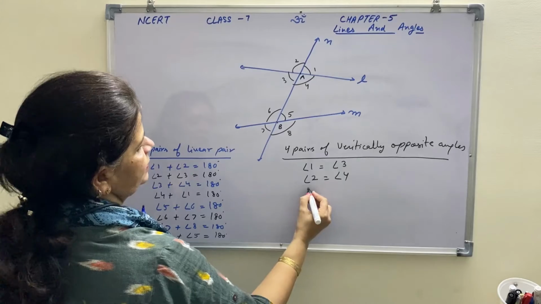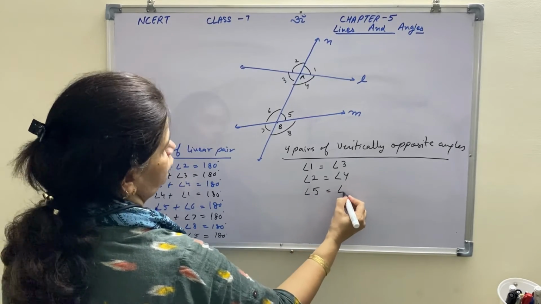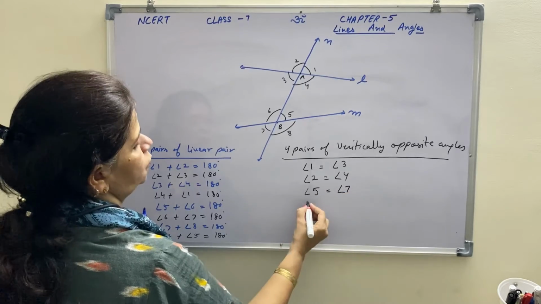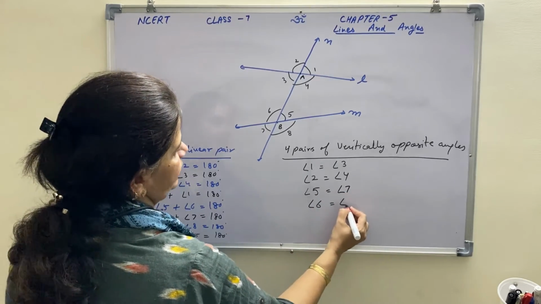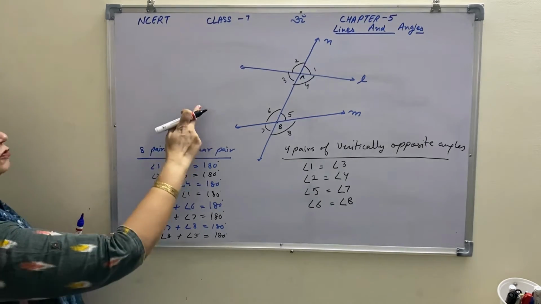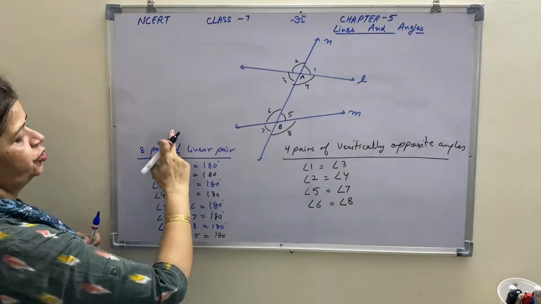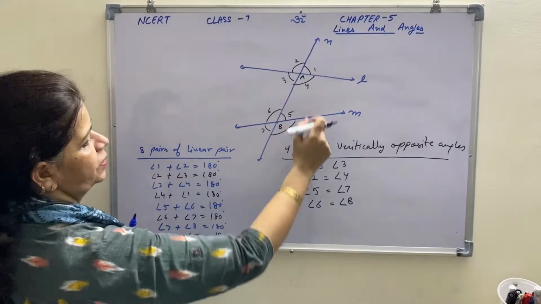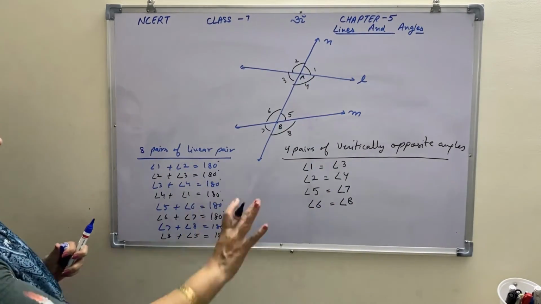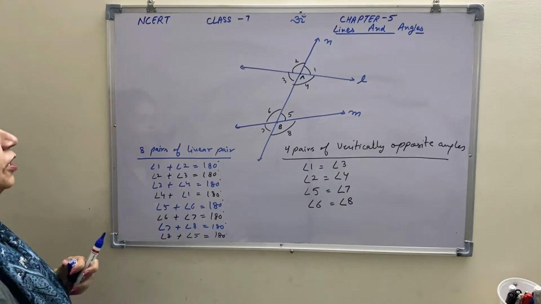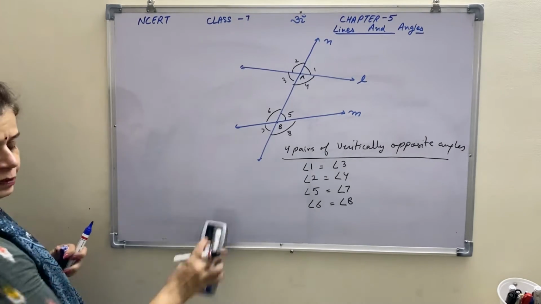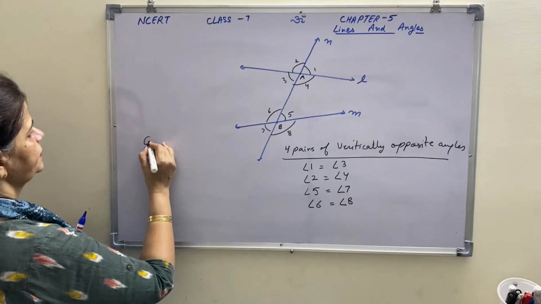Angle 5 and angle 7, they are also vertical opposite angles, and that's why they are equal also. And the last pair is angle 6 and angle 8. So here we have got 8 pairs which are linear pairs, and 4 pairs which are vertically opposite angles. These we have already discussed. Now we are doing some more pairs, which is next is corresponding angles.